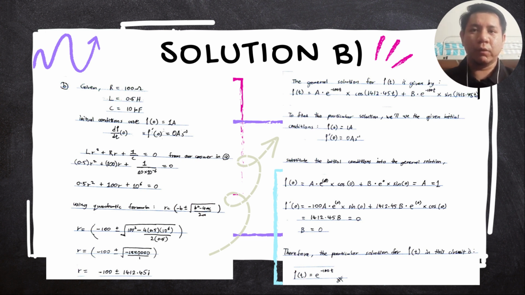Then for I prime 0 equals negative 100 A times e^0 times sin 0 plus 1412.45 B times e^0 times cos 0. We get 1412.45 B equals 0, so B equals 0. Therefore, the particular solution for I(t) in this circuit is I(t) equals e^(-100t). That's all from me. Thank you.